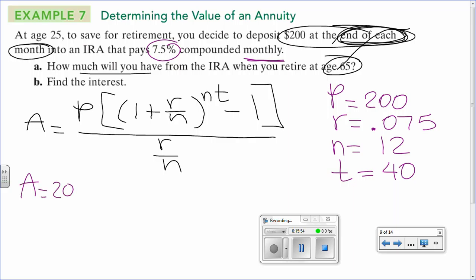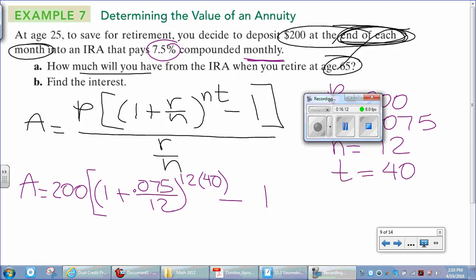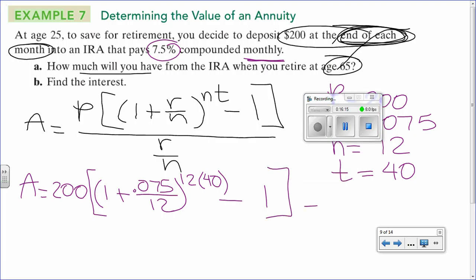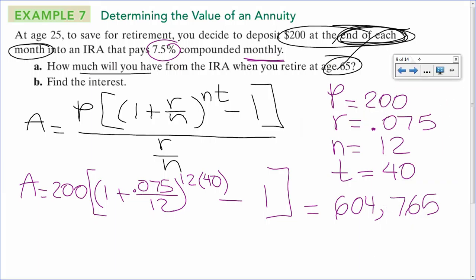All right, so let's go ahead and substitute everything. We have 200 times the bracket of 1 plus 0.075 divided by 12, close parentheses, to the power 12 times 40, minus 1, close the bracket, and the answer will be $604,765. So we have to divide by r still. Oh yes, I forgot to substitute that.